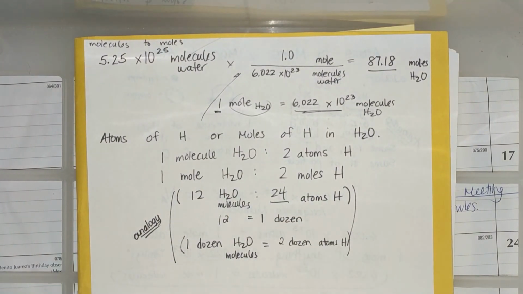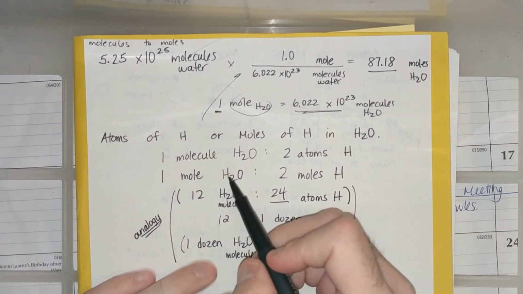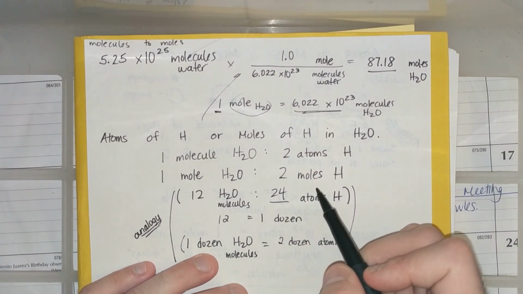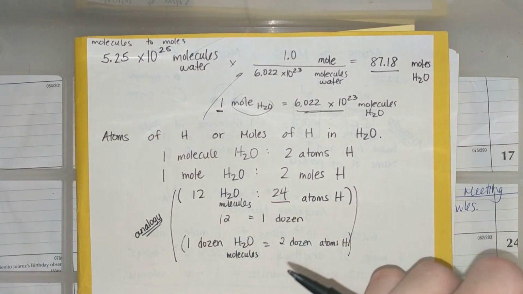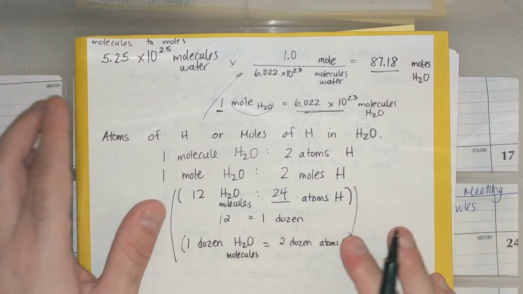A mole is a new unit for us. A mole represents 6.022 times 10 to the 23rd. So if I have a mole of H2O, I should have twice as much H, or twice as many moles of H in H2O, because of that little 2. There's 2 H's for every H2O. So I'm going to need this relationship if I want to figure out H.